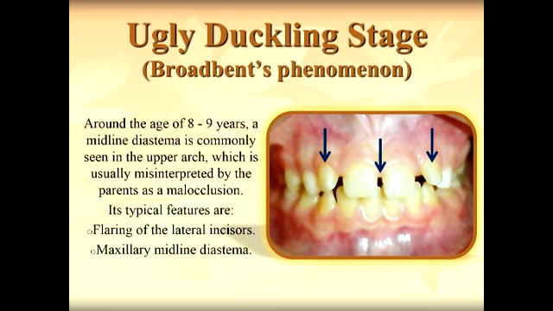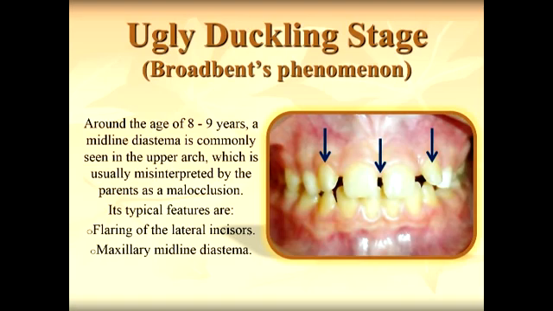This age is very important, especially for early orthodontic treatment of patients with cleft lip and palate, and we spoke about that previously in the lectures on cleft lip and palate. Here, a very important phenomenon, Broadbent's phenomenon. This is the Broadbent phenomenon, also called the ugly duckling stage.